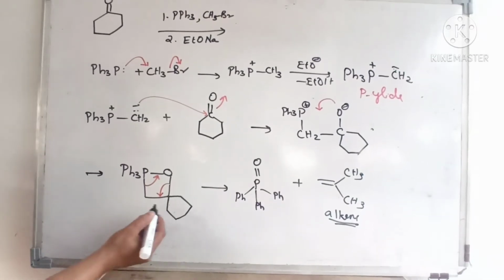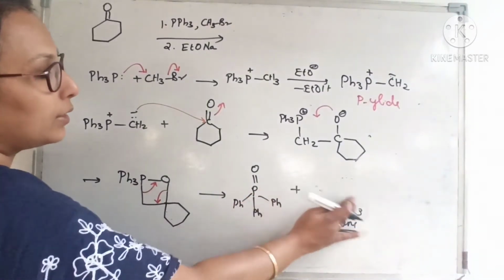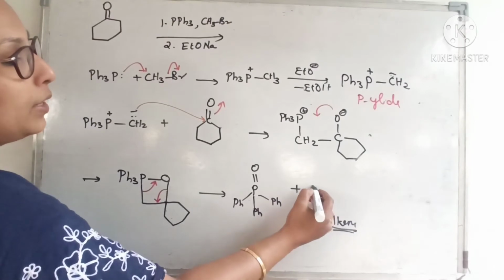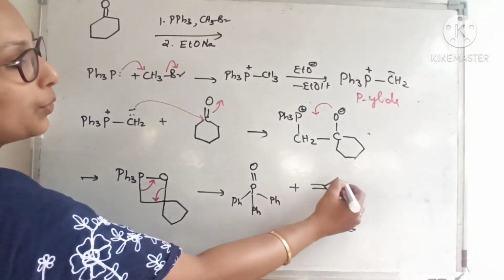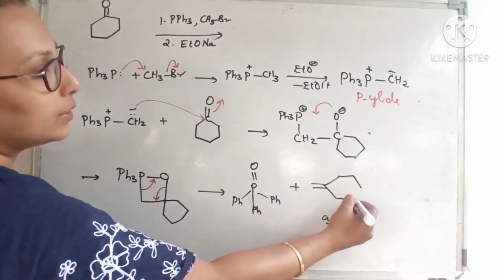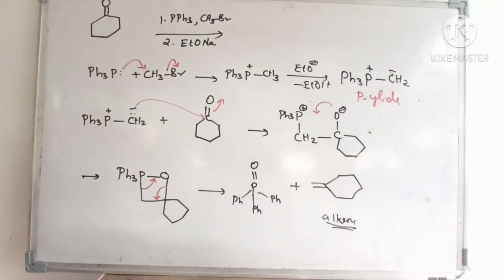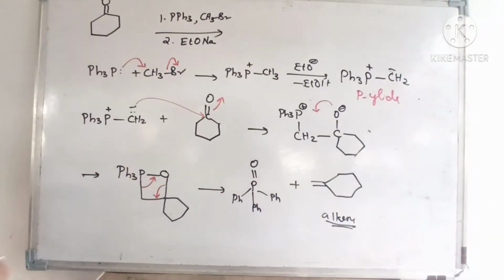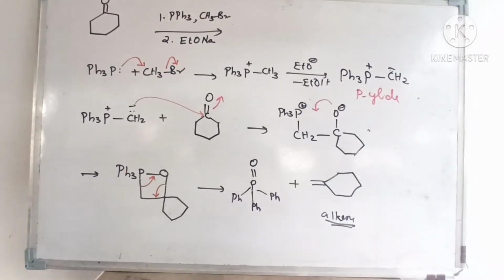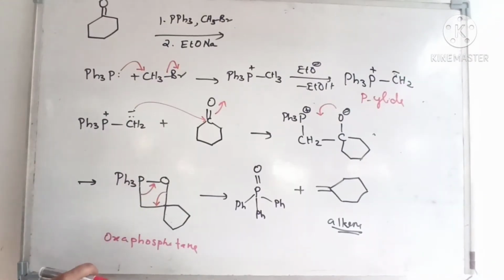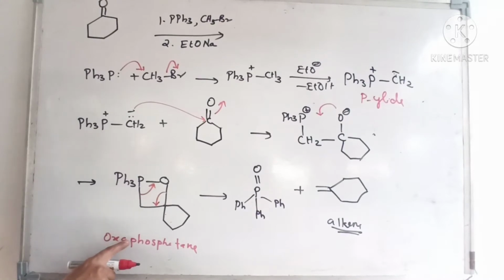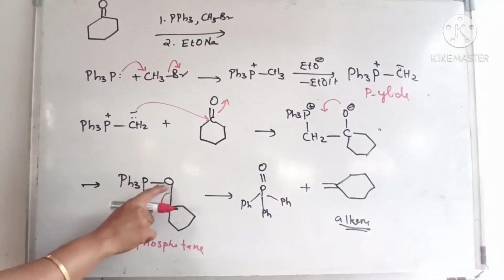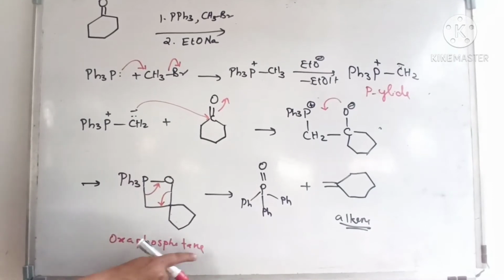Okay, now you have to understand here the alkene form will be like this. So you can very well try this reaction. It's a very simple reaction. The product will be an alkene with exocyclic double bond. So just try this one. A cyclic intermediate formed is called oxaphosphetene. This 4-membered cyclic intermediate which includes phosphorus and oxygen is called oxaphosphetene.